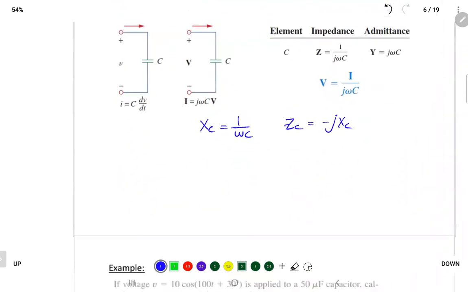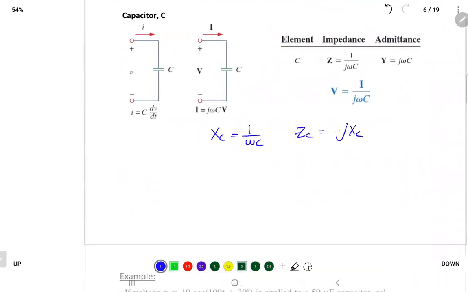Capacitors are the opposite. You'll find that the reactance of the capacitor is inversely proportional to the frequency. It means if the frequency increases, XC decreases. Let's look at when omega is equal to 0: 1 over 0 will be infinity. It's coming from infinity and approaches 0 when omega is high. What does it mean? In DC, omega is 0, XC is infinity.